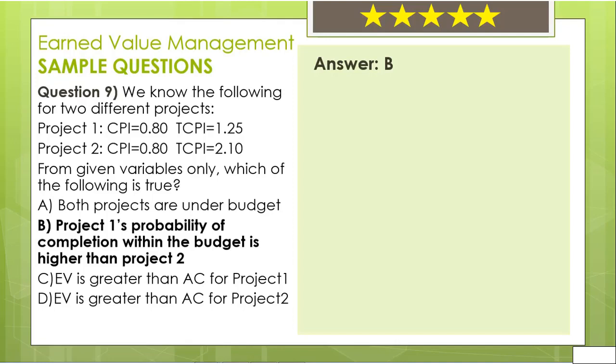I would like to note that here there are two different projects. For different projects, there are several different factors that may affect the probability of completion. But since it is written in the question that from given variables only, then we could comment by only looking at TCPI.